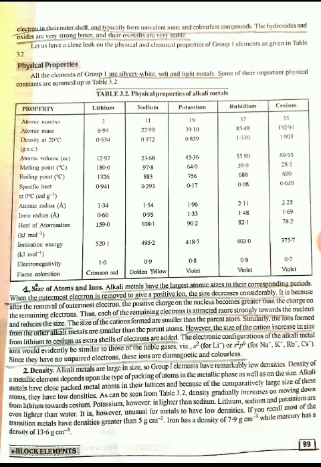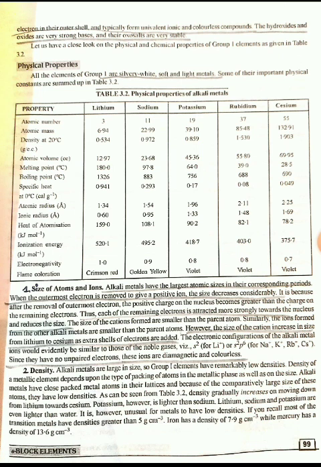First, size of atoms and ions. Alkali metals have the largest atomic sizes in their corresponding periods. When the outermost electron is removed to give a positive ion, the size decreases considerably. It is because after the removal of the outermost electron, the positive charge on the nucleus becomes greater than the charge on the remaining electrons. Thus, each of the remaining electrons is attracted more strongly towards the nucleus, which reduces the size.